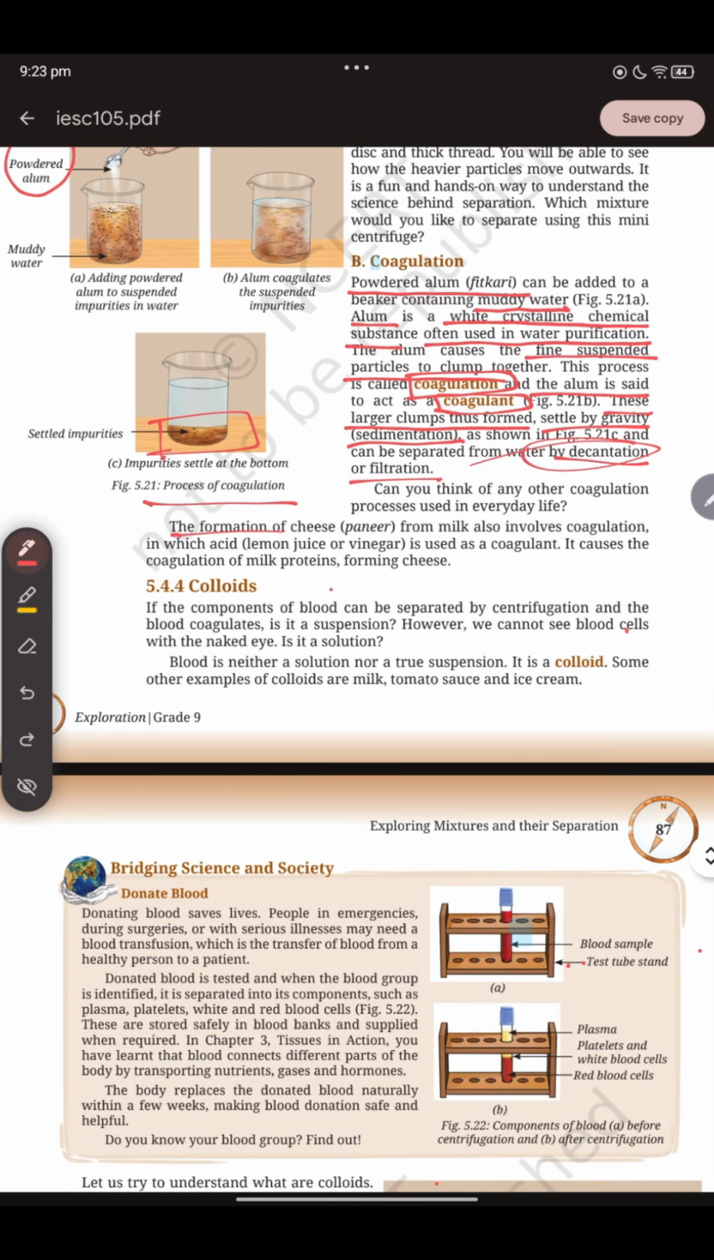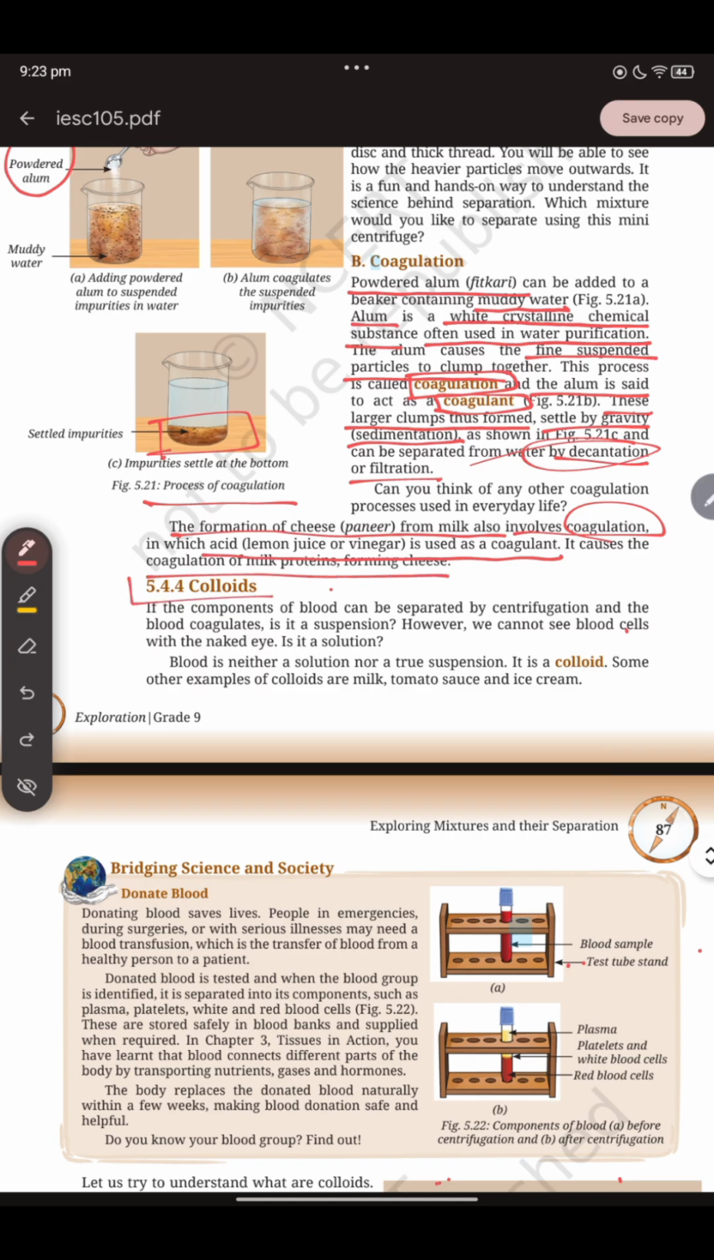The formation of cheese or paneer from milk also involves coagulation, in which acid, lemon juice or vinegar is used as a coagulant and they separate out. That is coagulation of milk protein forming cheese.